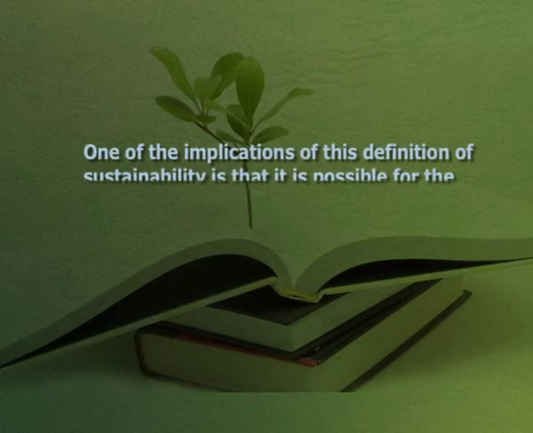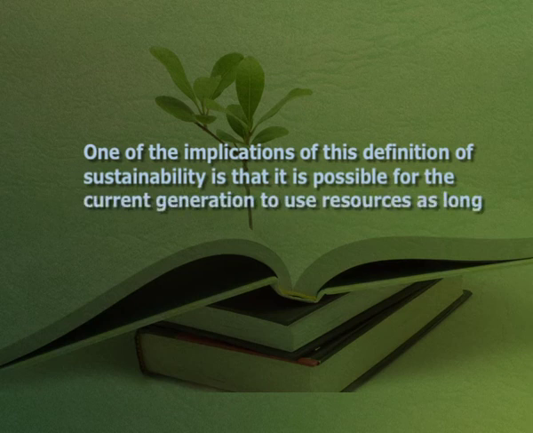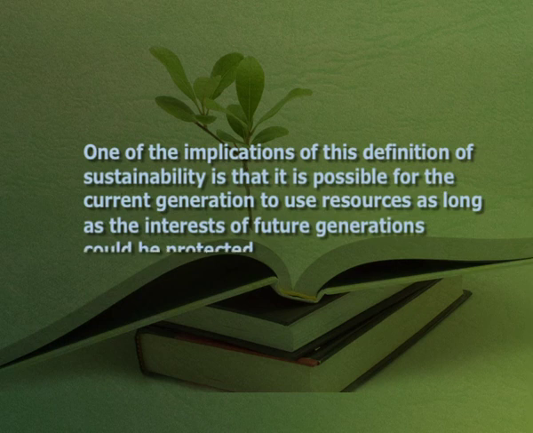In essence, the sustainability criterion suggests that earlier generations are at liberty to use resources that would thereby be denied to future generations as long as the well-being of future generations remains just as high as that of all previous generations. On the other hand, diverting resources from future use would violate the sustainability criterion if it reduced the well-being of future generations below the level enjoyed by preceding generations. One of the implications of this definition of sustainability is that it is possible for the current generation to use resources as long as the interest of future generations could be protected.